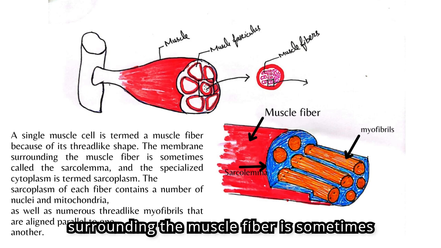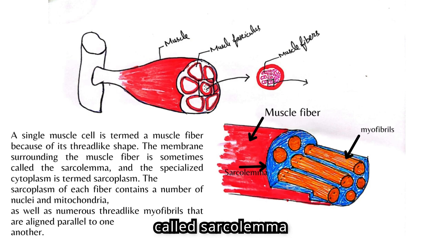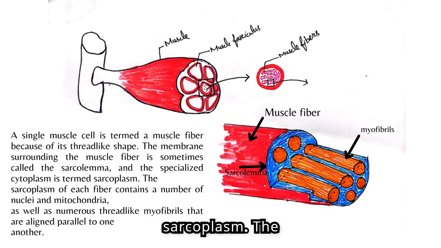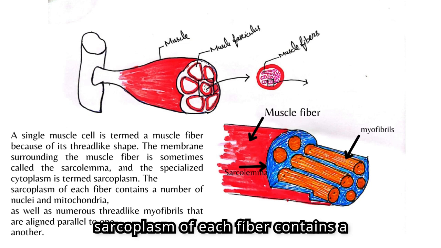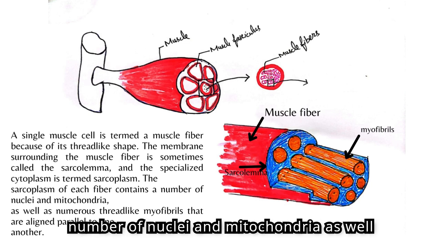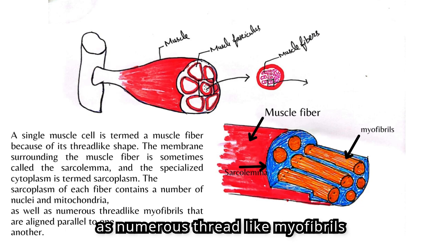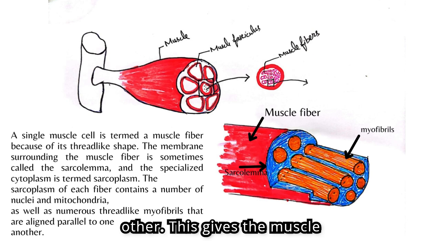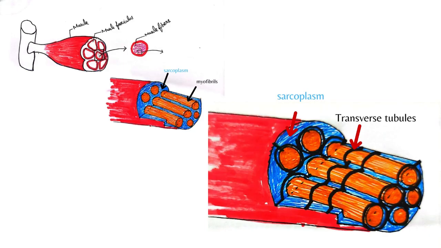The membrane surrounding the muscle fiber is sometimes called sarcolemma, as you can see the black line. And the specialized cytoplasm is termed sarcoplasm. The sarcoplasm of each fiber contains a number of nuclei and mitochondria, as well as numerous thread-like myofibrils that are aligned parallel to one another. This gives the muscle its striated appearance.